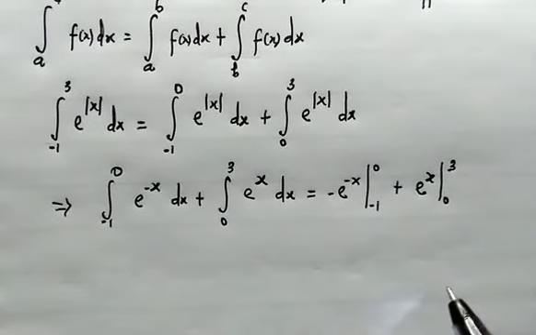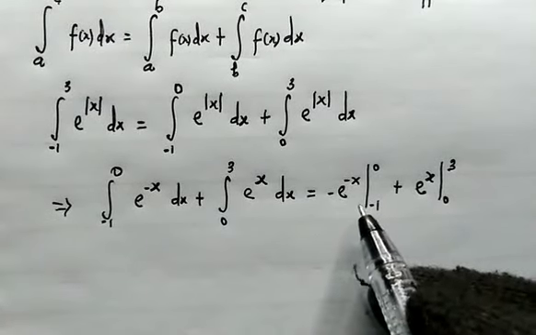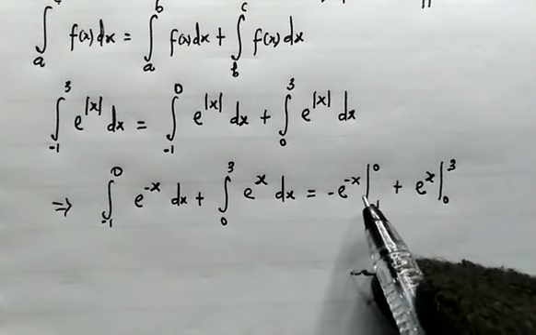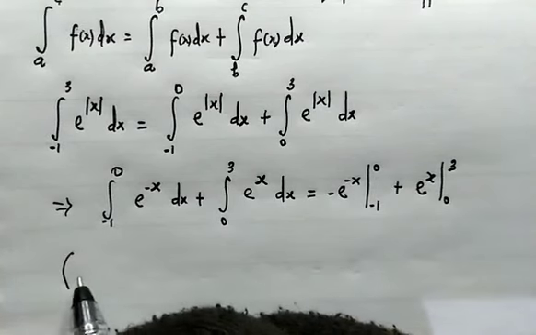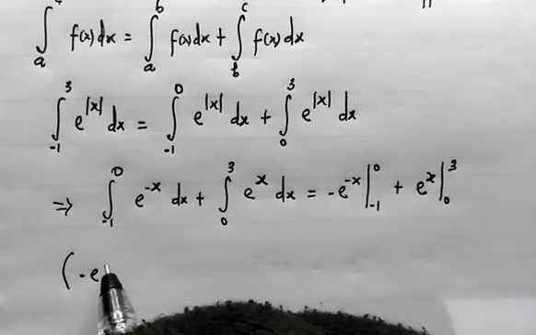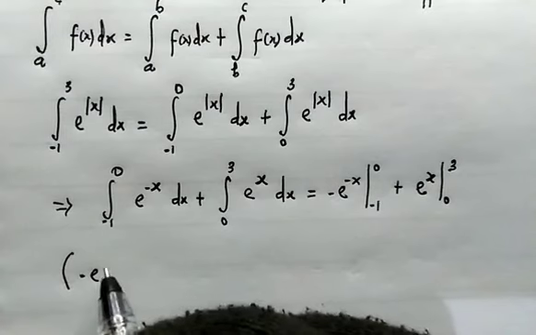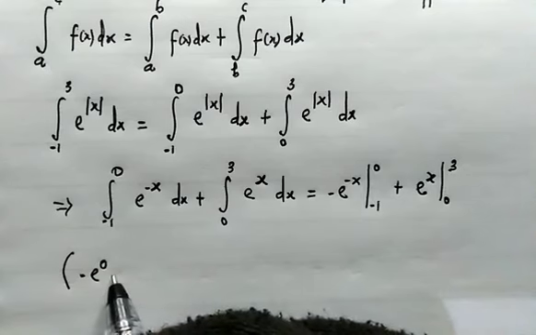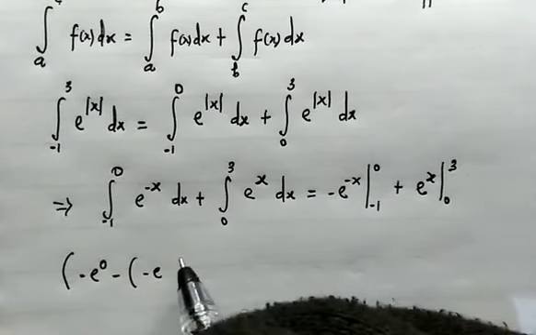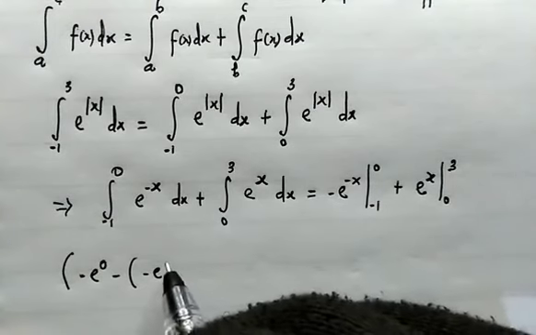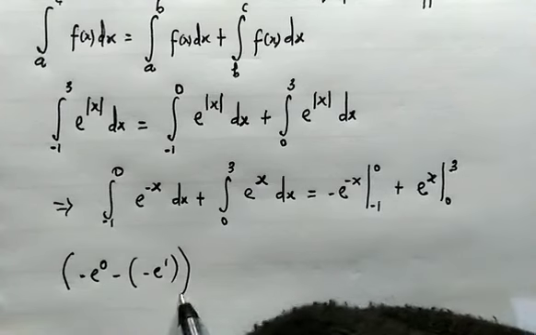Now here we're going to evaluate the limits. So first of all, we're going to put the upper limit first, right? So here we have negative e to the power of negative 0, that is 0, right? So we have here 0, then minus the lower limit, negative e to the power of negative x when x is equal to negative 1. That will give us 1, right?